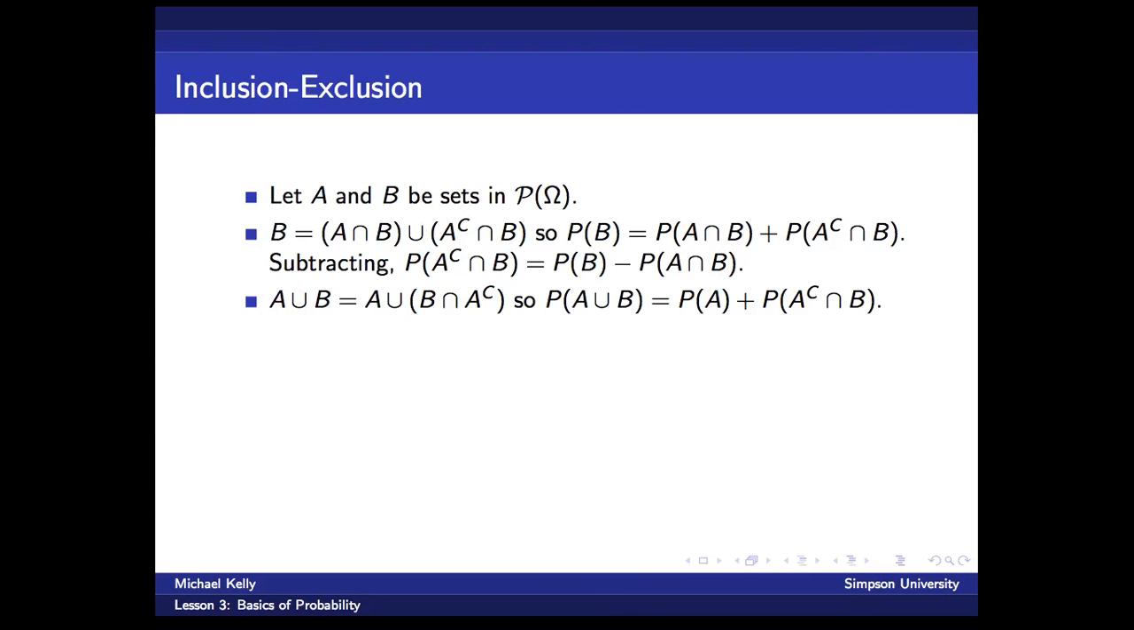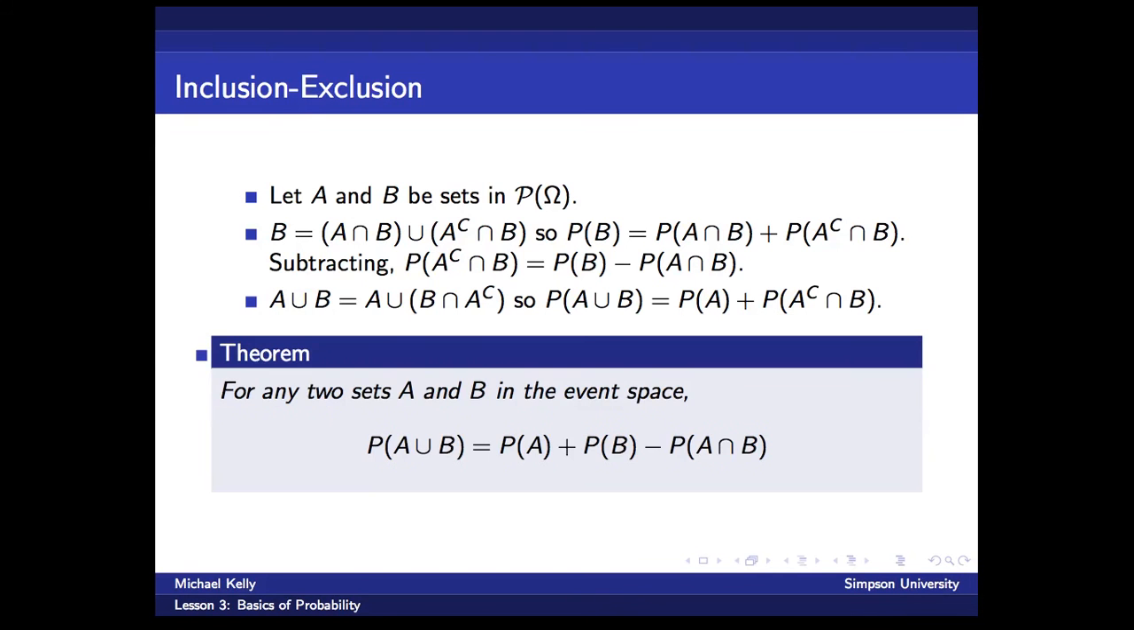Similarly, A union B is equal to the elements of A unioned with the elements that aren't in A, but they are in B. So A union B intersect A complement. Then the probability of A union B is the probability of A plus the probability of A complement intersects B. Now we can substitute for the probability of A complement intersects B, which we just showed was the probability of B minus the probability of A intersects B, and that gets us the inclusion-exclusion rule, that the probability of A union B is the probability of A plus the probability of B minus the probability of A intersects B.